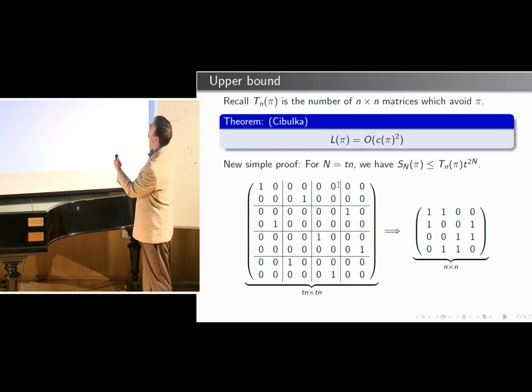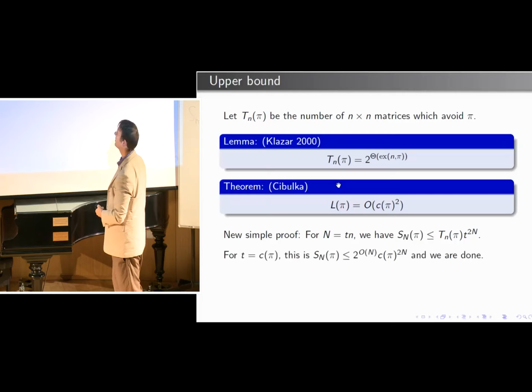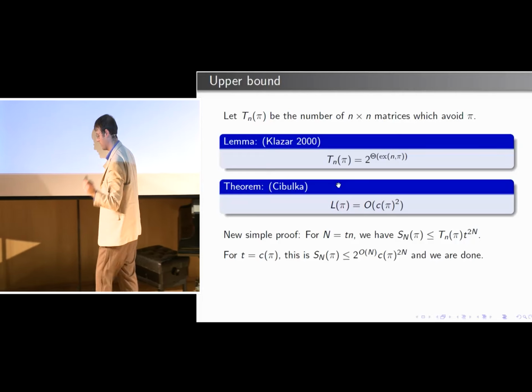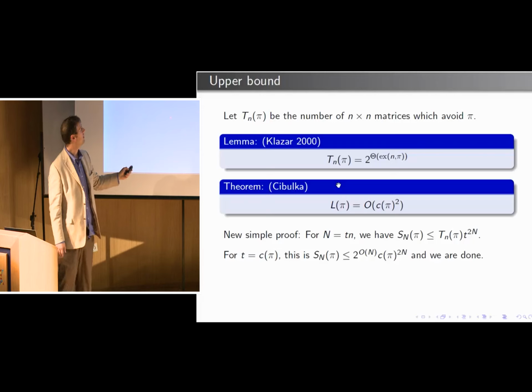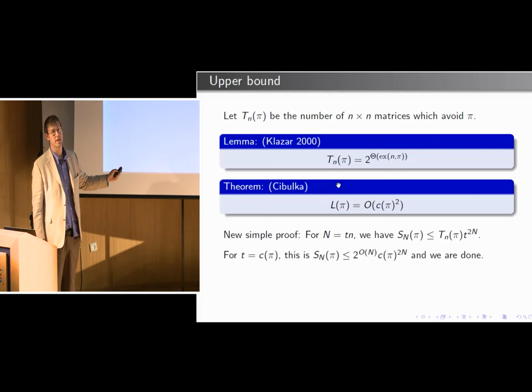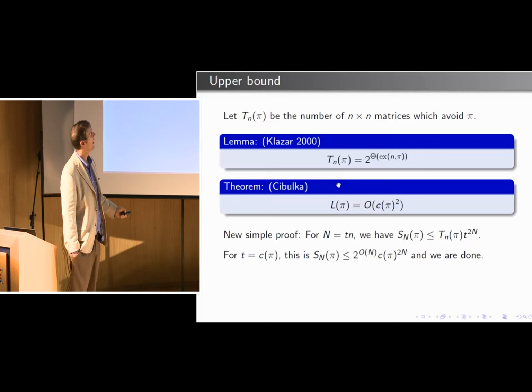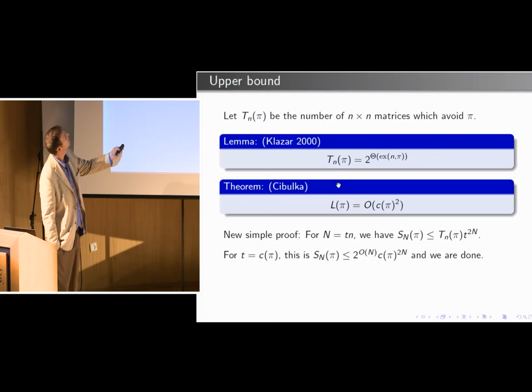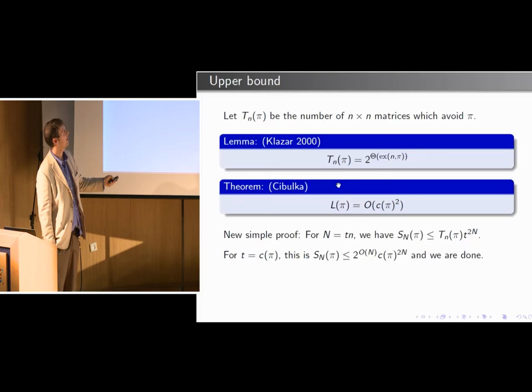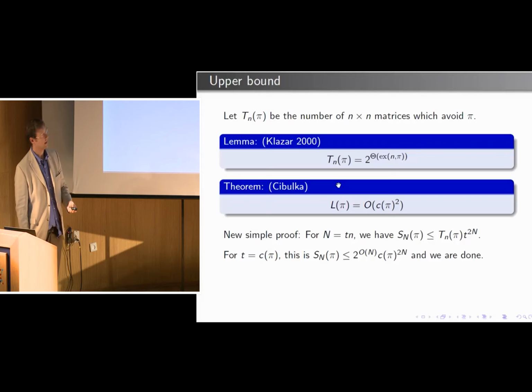Okay, so we can just apply this inequality in the right way. If you take t to be c of pi, the Füredi-Hajnal constant, you'll be done. There's a slight issue with this. c of pi may not be an integer, and then you'll just round. But suppose it's an integer. Then you get out of this that S_N(pi) is at most exponential in big N times c of pi to the 2N. And this comes from substituting in this bound here. And when you raise both sides to the 1 over big N and take the limit, you get this theorem of Klazar, this nice result.